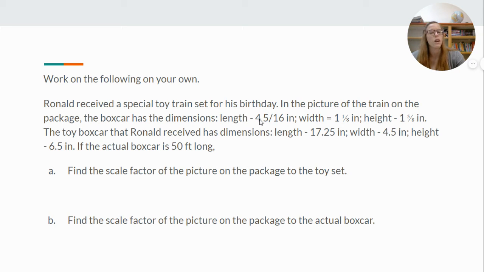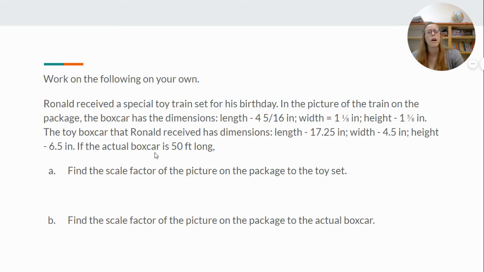The length is 4 5/16 of an inch. The width is 1 1/8 inches. The height is 1 5/8 inches. The toy boxcar that Ronald received has dimensions: length 17.25 inches, width 4.5 inches, and height 6.5 inches.